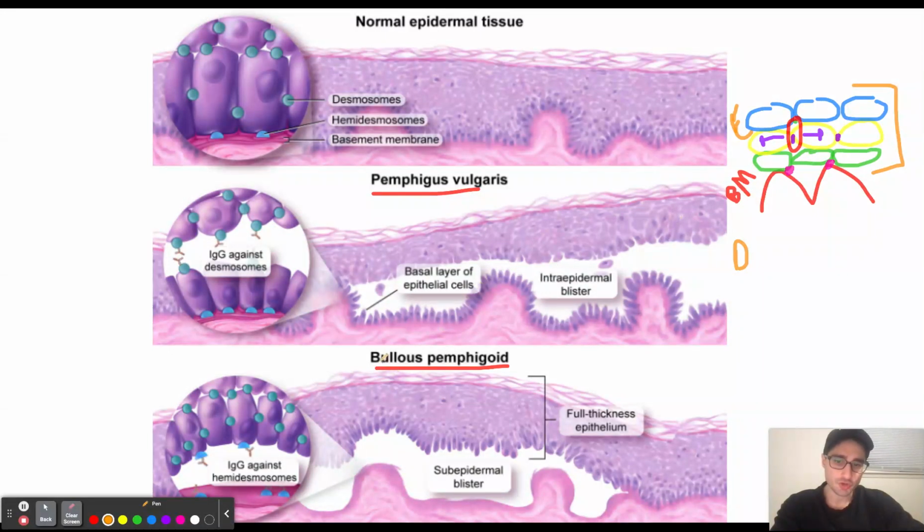So it is going to be strong as a bull. That is what you need to remember. So that is the mnemonic that I like to use. With Bullous pemphigoid, we're going to form a blister that is strong as a bull.